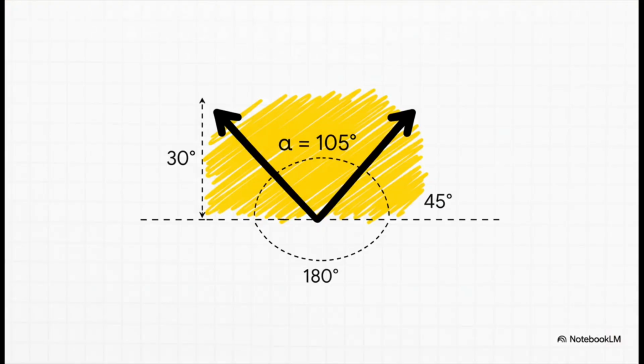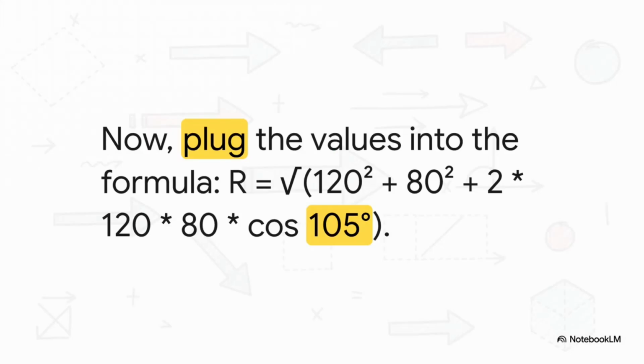First things first, and this is key, we have to find the angle between the two force vectors. That's our alpha. We can see from the diagram that a straight line is 180 degrees. So a little simple subtraction gets us our answer, 105 degrees. Okay. Now we just need to plug our numbers into that first formula. Our force P is 120, Q is 80, and the angle alpha between them is 105 degrees. I know the formula might look a little intense, but trust me, it's just plug and play. We substitute the values, and then we let our calculator do all the heavy lifting.